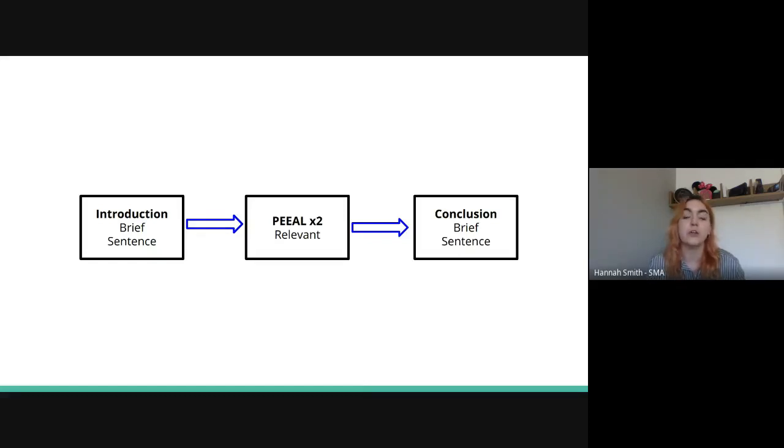You then PEEL twice. So you should have 2 different points. So first past the post is good because it's easy to understand. First past the post is also good because it usually gives a clear majority government. Now, it's evaluating, so you're saying usually there because you'll be able to talk in your paragraph about how it doesn't always. Your conclusion should be a brief sentence as well. That's where your evaluation words come in, so remember that.